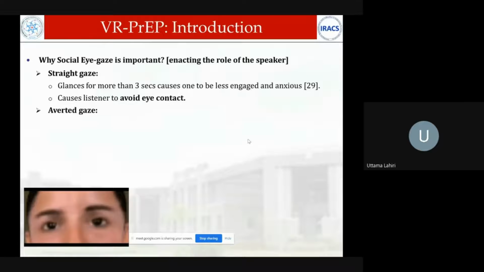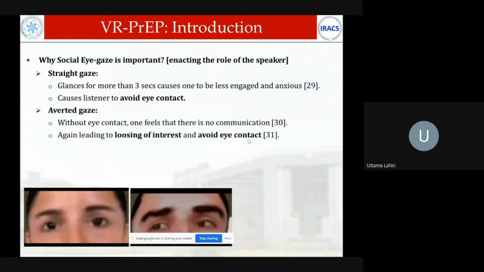And in turn, in order to establish the equilibrium, the listener will try to avoid eye contact. The listener might blink more because the listener cannot move back. There is no physical space. They will try to blink more. And the other is the averted gaze. That is, the speaker is never looking towards the listener, but is continuously looking in all directions without giving a straight gaze. Of course, very annoying, very disturbing. In that case, the listener will lose interest and will avoid eye contact again.